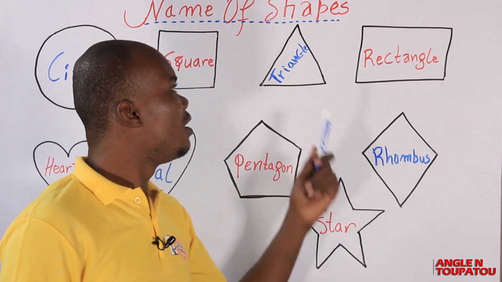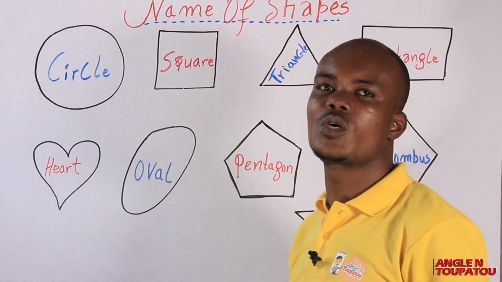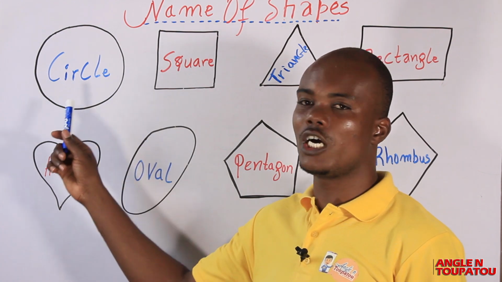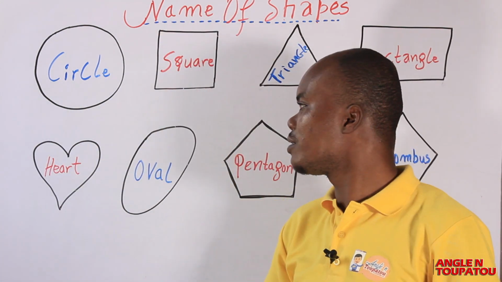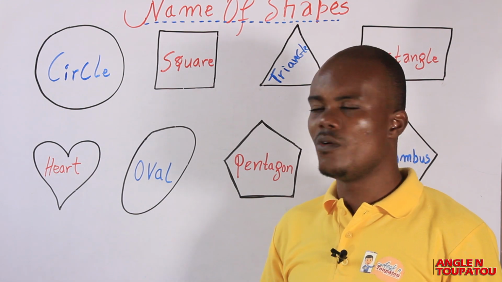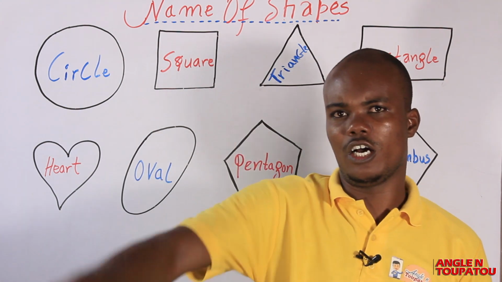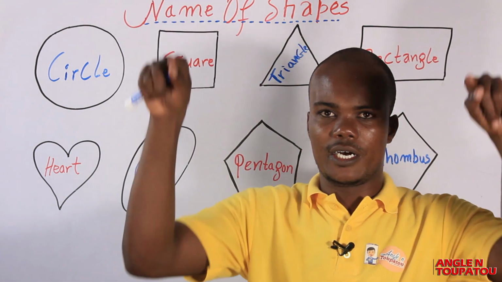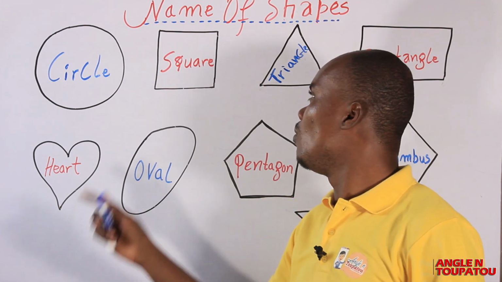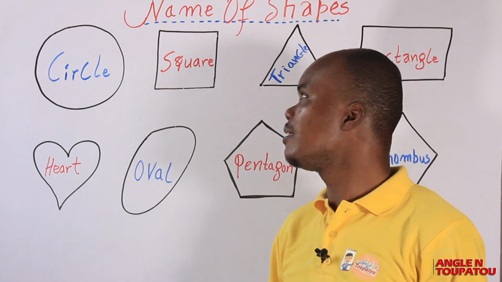Rectangle, triangle, square, circle, heart, oval, a circle, like this, a square. This is a square.